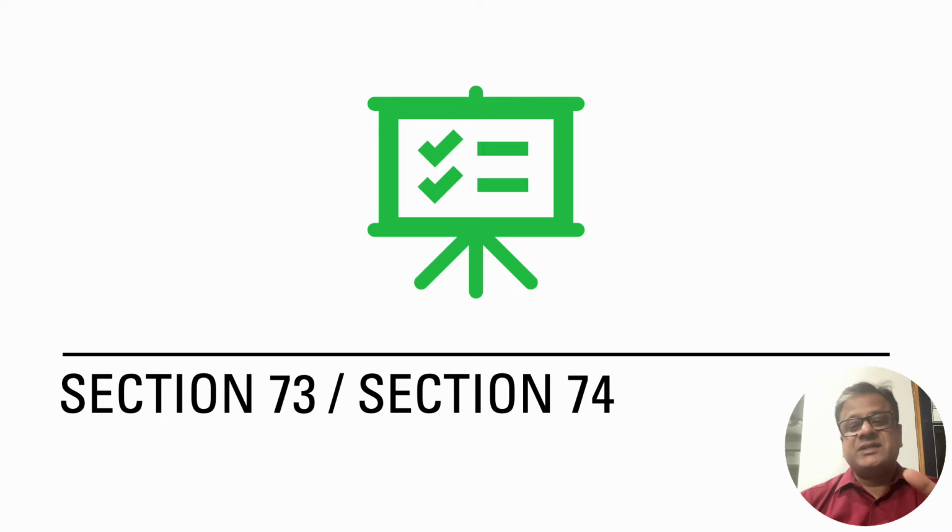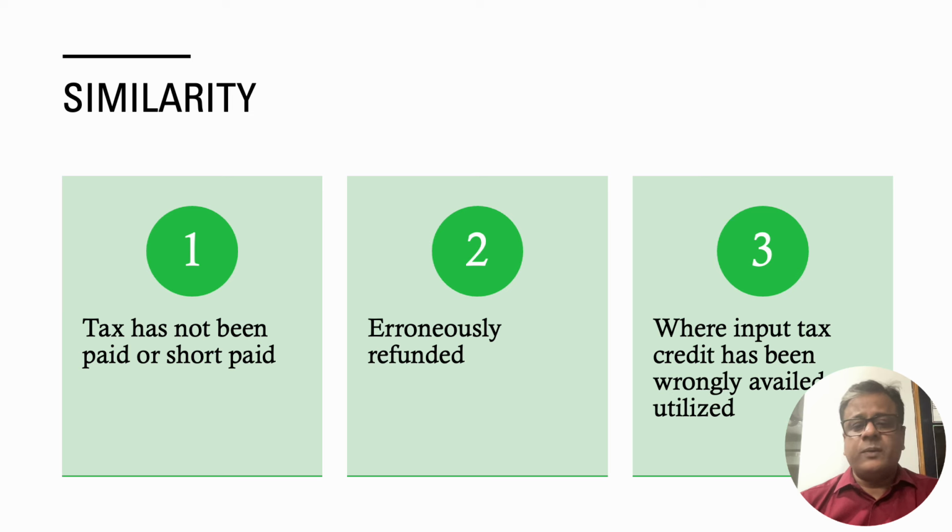Before that, we will discuss the similarity between the notices under section 73 and section 74. In both sections, notices are issued if the tax has not been paid or has been short paid, or if refunds have been erroneously given, or the input tax credit has been wrongly availed or utilized. So in these three situations, notices are issued under section 73 and 74. Now, what is the major difference between these two sections?